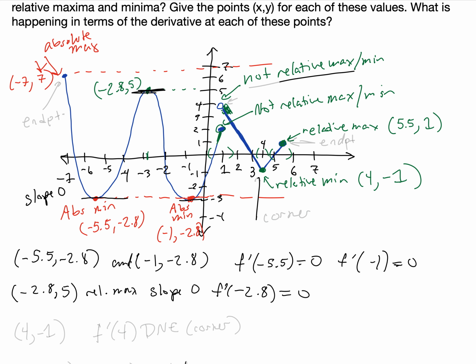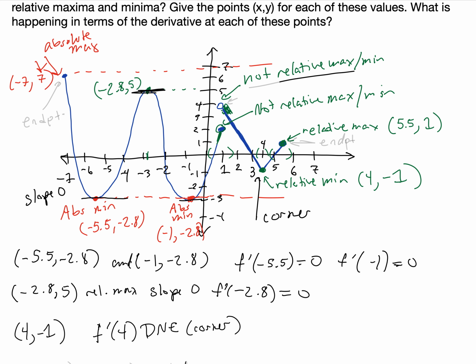So what about this point, the point negative 4, comma 1, the point 4, comma negative 1. So at that point, what is happening to the derivative? There is a corner here, and there is a corner which means that the function is not differentiable. So f prime of 4 does not exist because there is a corner, and we saw before that anytime there's a corner or a cusp, the function is not differentiable at that point.